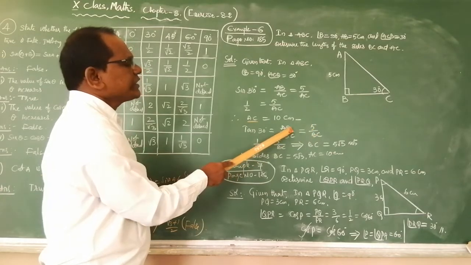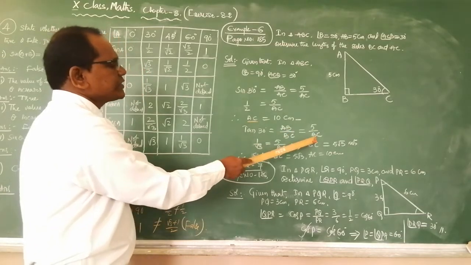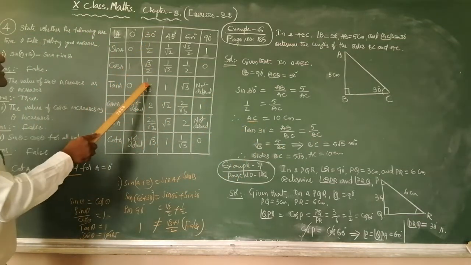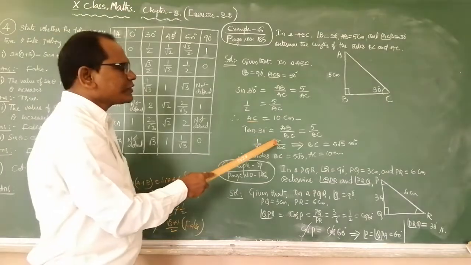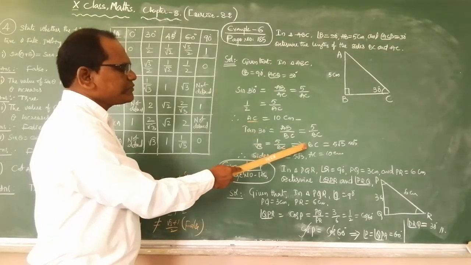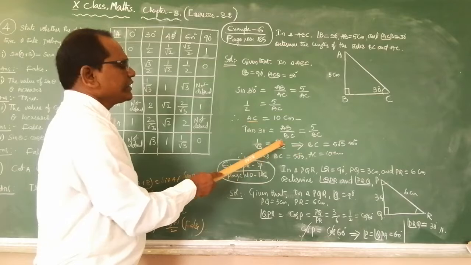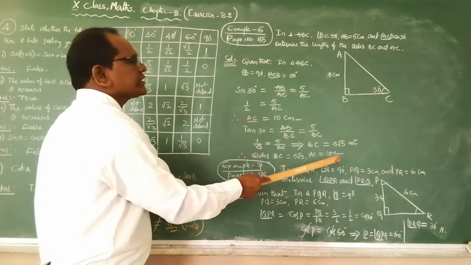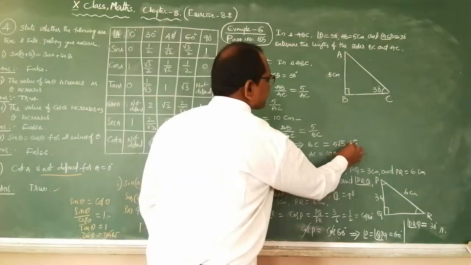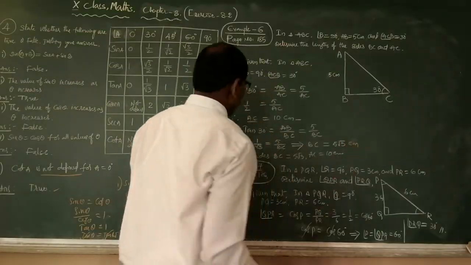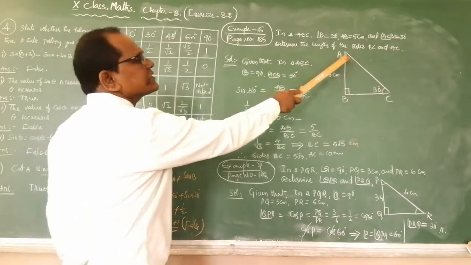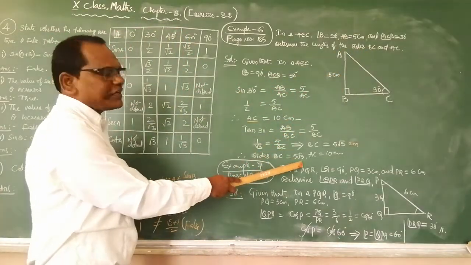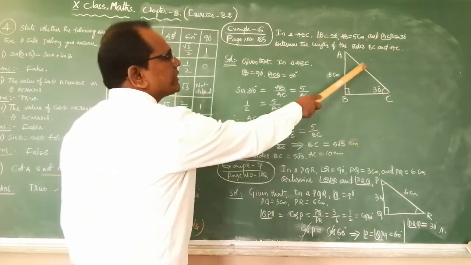So tan 30 equals 5 by BC. We get tan 30 from the table: tan 30 degrees is 1 by root 3. So 1 by root 3 equals 5 by BC. Therefore, by cross multiplication, BC into 1 equals 5 into square root of 3 centimeters. So the sides are BC equals 5 root 3 centimeters and AC equals 10 centimeters.